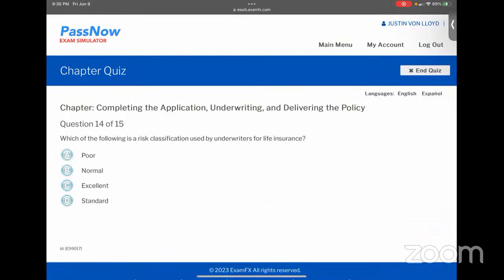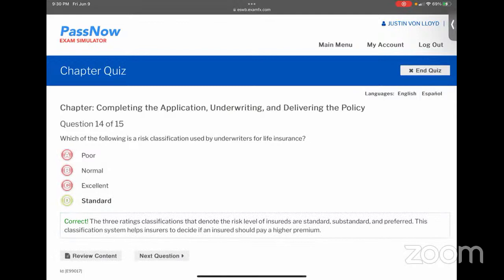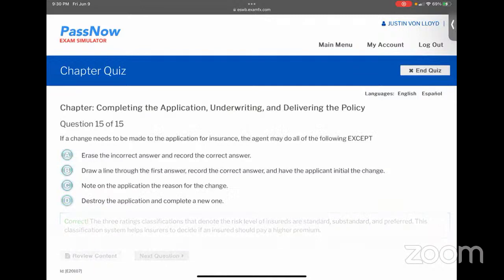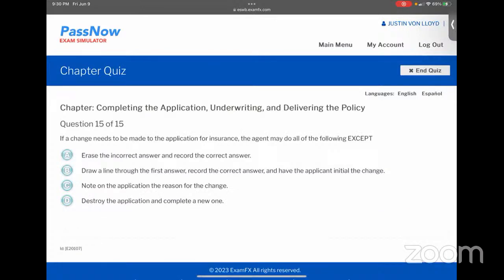All right, number 14. Which of the following is a risk classification used by underwriters for life insurance? A, poor; B, normal; C, excellent; D, standard. D. Yep, the levels are standard, substandard, and preferred. That's good. Last question. If a change needs to be made to the application for insurance, the agent may do all of the following except, that means any true answer is wrong in this scenario, which is weird, but that's because of the word except.